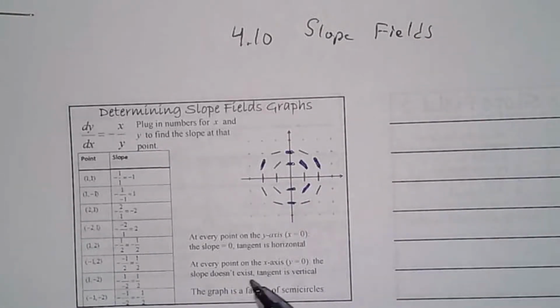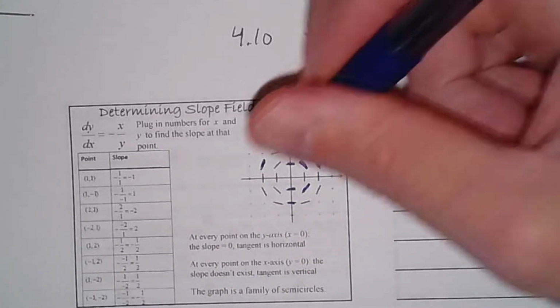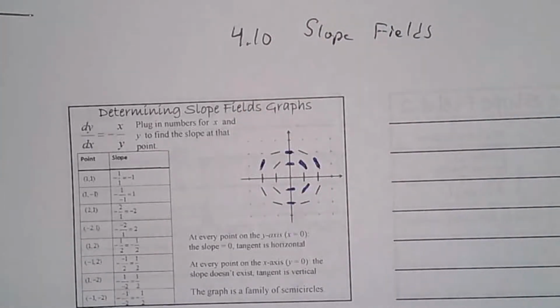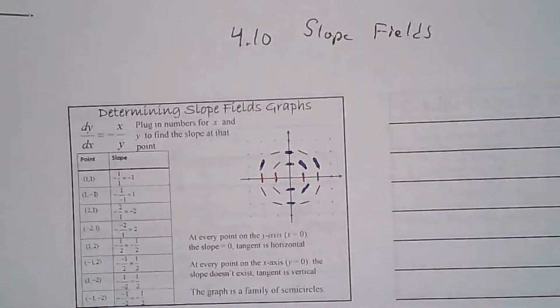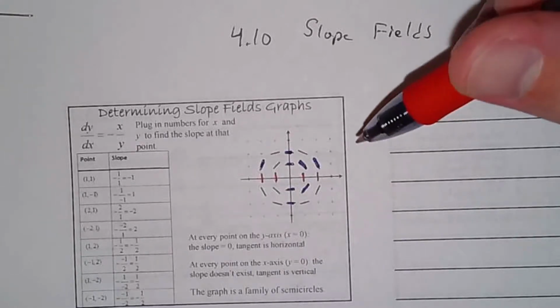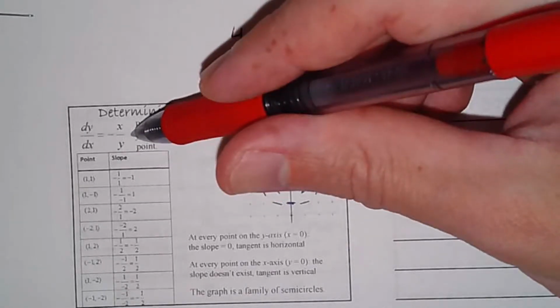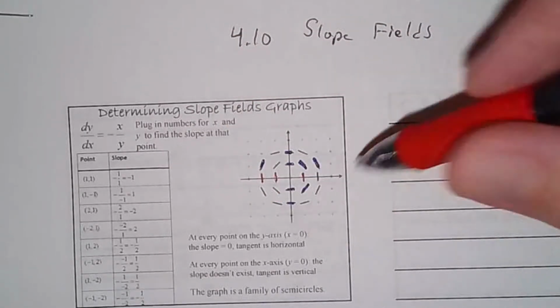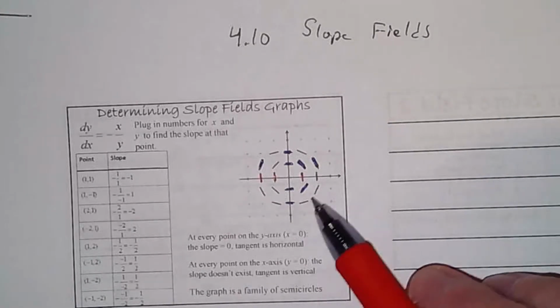And also at every point on the x-axis, y equals 0, the slope doesn't exist, or the tangent line is vertical. So the x-axis is this one, and you can see that you have vertical tangent lines here. These little things can clue you in on what the equation is, if it's not given already. So the graph is a family of semicircles. It forms semicircles.